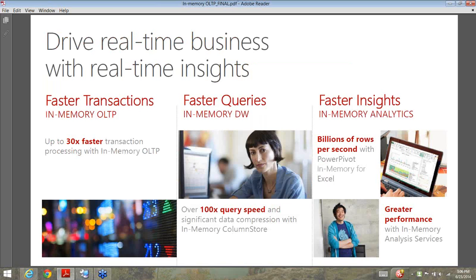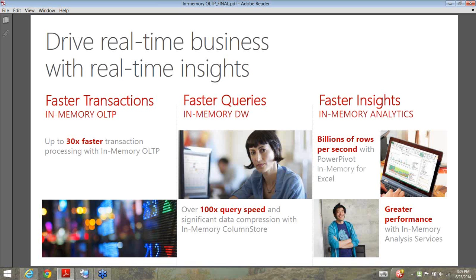Now let's take a closer look at this slide as to how we as Microsoft can impact your business with our in-memory technology, right? So just to let you know that Microsoft is the only provider till date that can actually speed your transactions as well as queries, and the insights that it provides, with the in-memory technology that it has to offer, right, for each of your workloads.